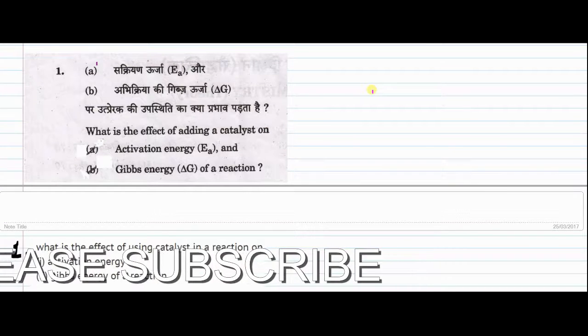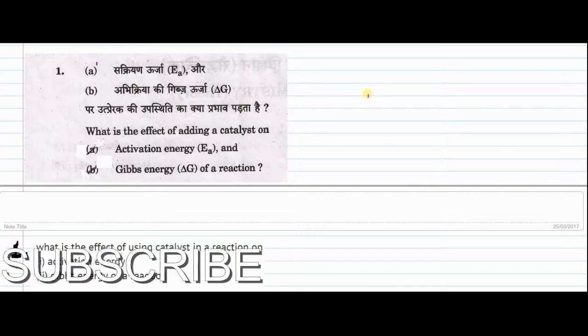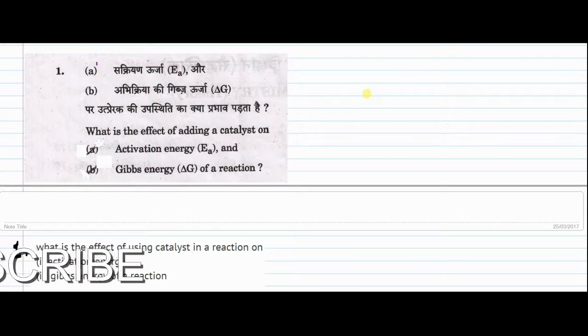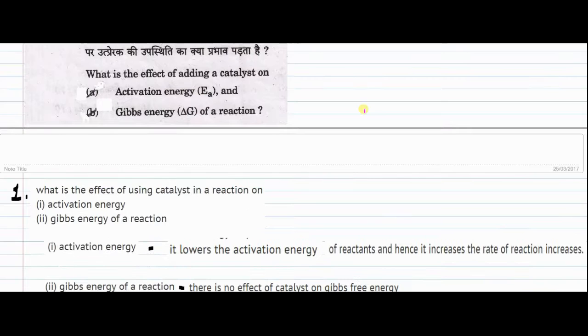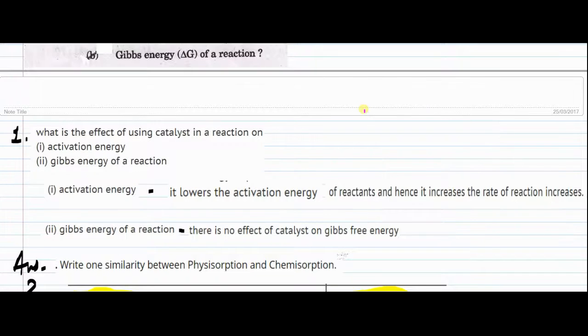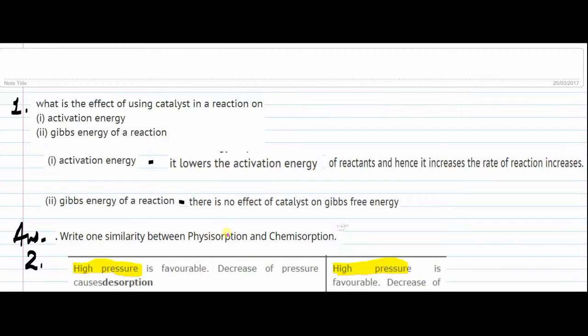Today we will discuss some important question paper questions. First question: what is the effect of adding a catalyst on activation energy? A catalyst lowers the activation energy, hence increases the rate of reaction.